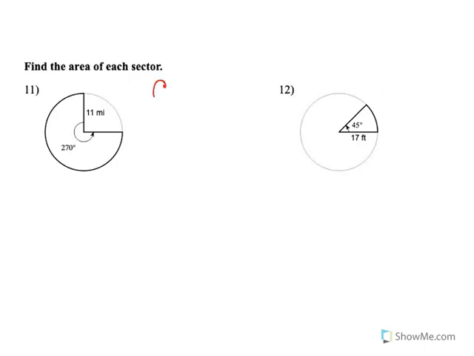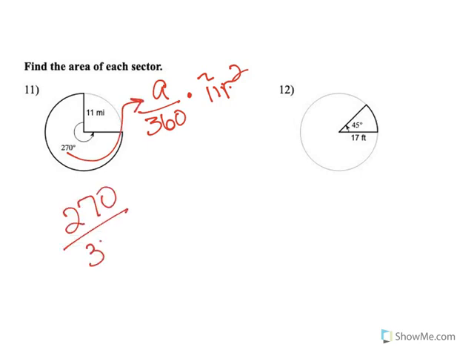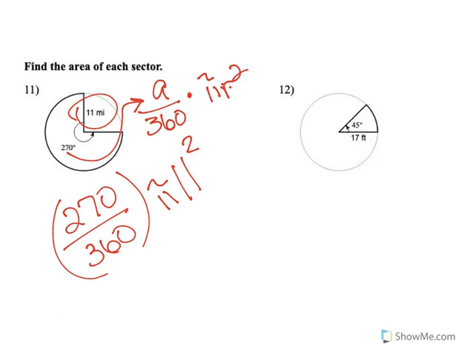So again, A over 360 times pi r squared. So our degree is our A. So 270, remember this, I call it the degree fraction, okay? Because everything in there is a degree, times, and if you use the parentheses, you don't need your little times thing, pi r, which in this case is 11, squared. Again, put it in your calculator, using your parentheses and all that good stuff. Parentheses, 270 divided by 360, parentheses, pi, same pi button, 11 squared.